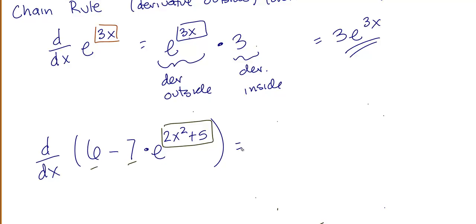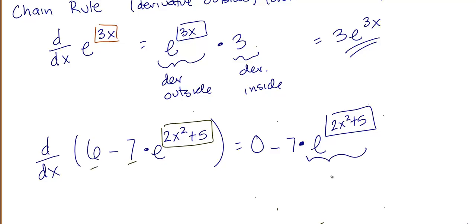Now to find my derivative. Okay, again, derivative of 6 is just 0. Minus, this is 7 times something, so we'll just pull it out. Don't worry about it. It's just going to be 7 times. Now let's take the derivative. So derivative of the outside, e to the power of anything is always going to be e raised to that same power again. So that's the derivative of the outside. Times, now we need to multiply by the derivative of anything inside the box. So derivative of inside the box, 2x squared plus 5, that derivative is going to be 4x.